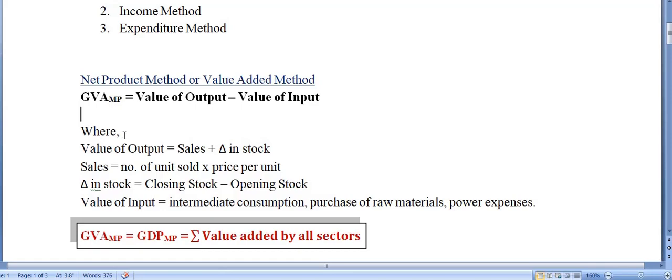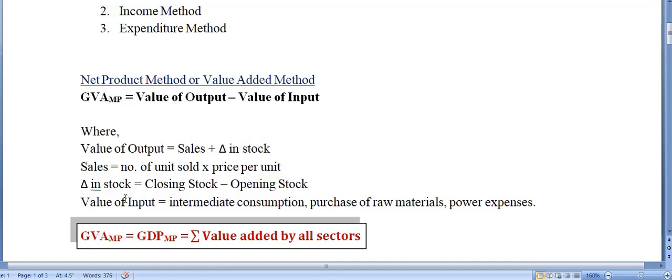Here, value of output is equal to sales plus change in stock. And what is sales? Sales equals number of units sold into price per unit. The data will be given in the question, so according to the data, you have to use the sub formulas also. And how to find change in stock? Change in stock is closing stock minus opening stock.